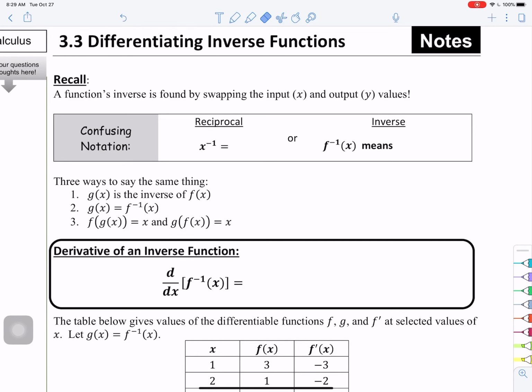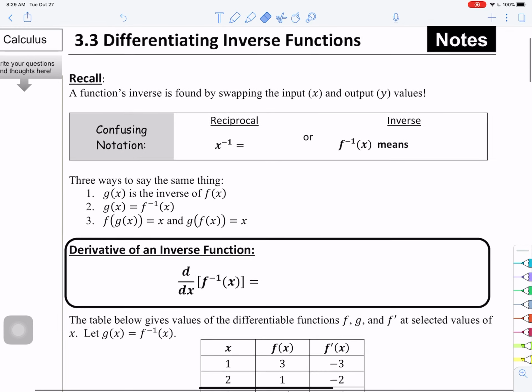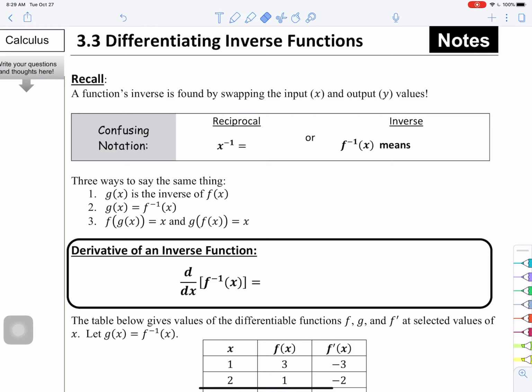This is topic 3.3, differentiating inverse functions. Let's first recall that a function's inverse is found by swapping the input and the output values. Basically, they interchange the domain and the range. They're x and y values.